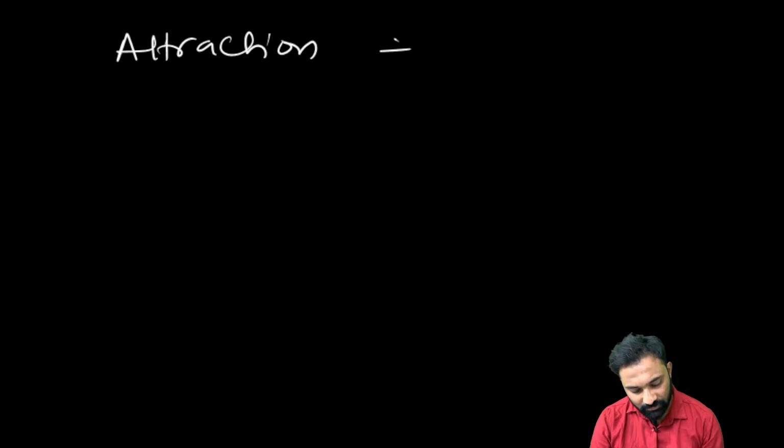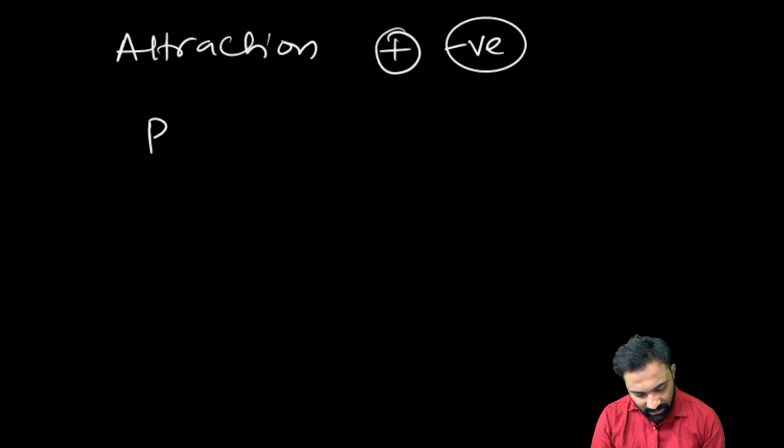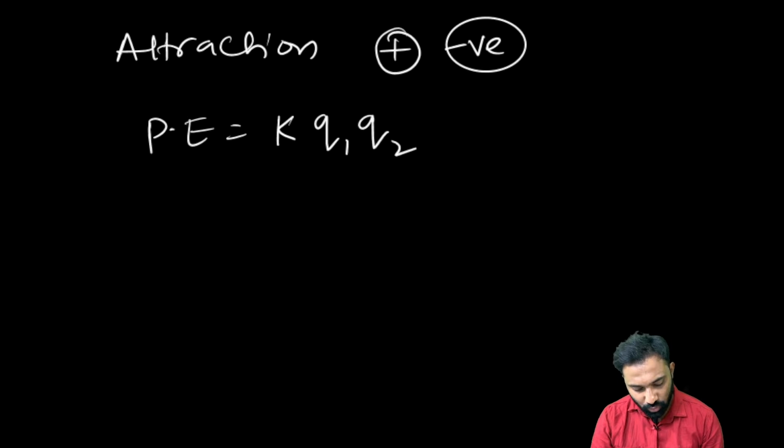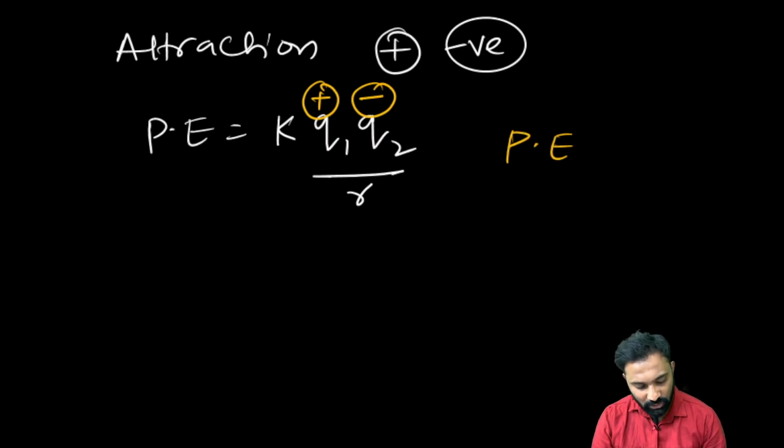Now attraction means one positive charge and one negative charge should attract, right? Potential energy will happen due to the potential energy formula, Q1 Q2 by R. Now one charge is the cation and one charge is the anion. If these two are attracting, positive into negative value should be the potential energy value, so we should get it in the negative. As I was decreasing the radius, according to this equation, potential energy should be increased.